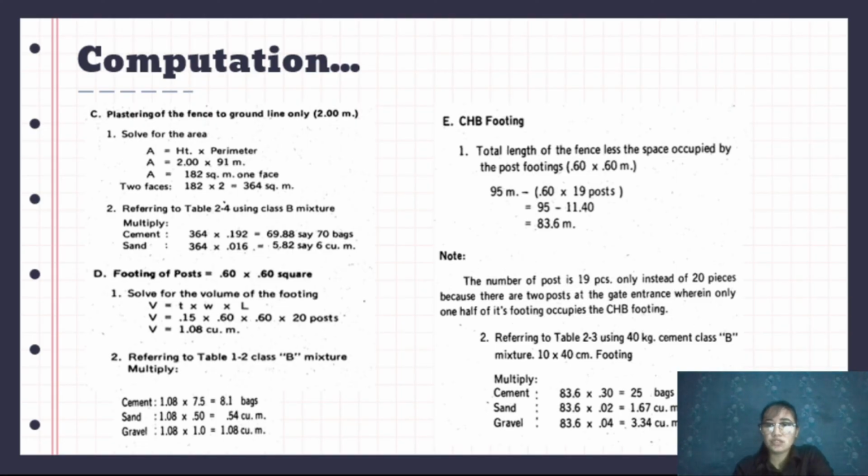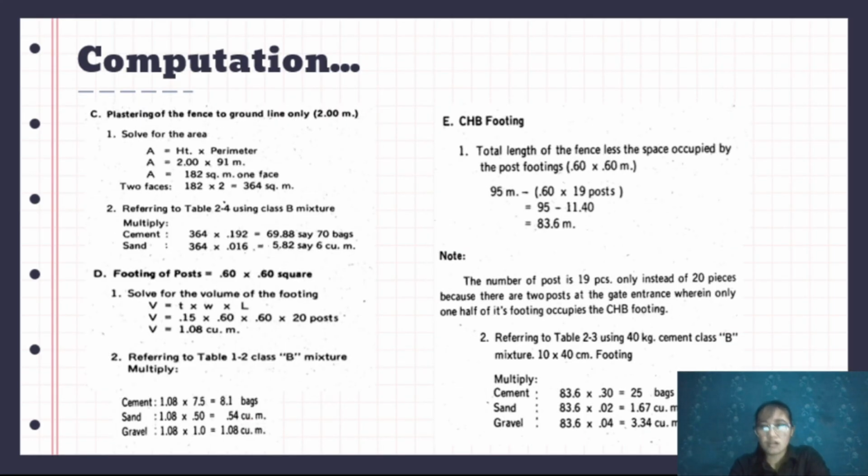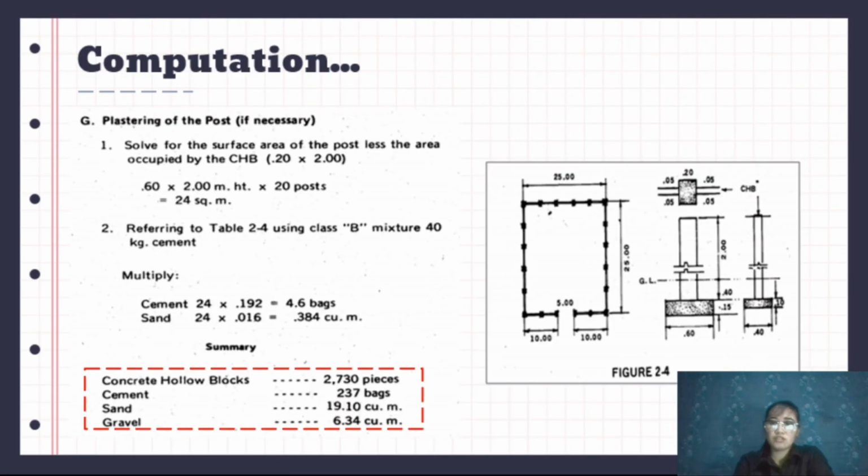As you can see in the image, the two at the ends are cut in this distance of 5 meters. So if you add that, you only come up to 19 posts, because the two are cut in half. Then again multiply by the cement based on the table.